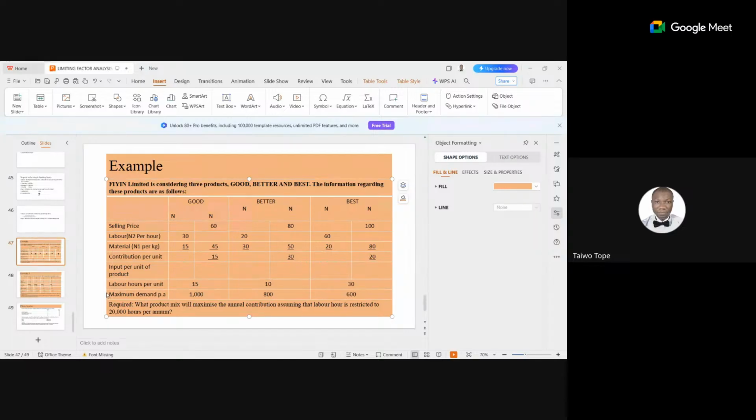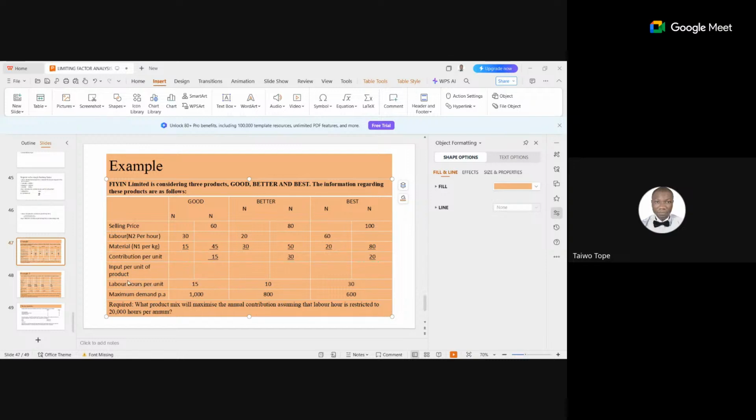The question is now telling us what product mix will maximize the annual contribution, assuming that labor hour is restricted to 20,000 hours per annum. It means in a year, the total number of hours we have is 20,000 hours. The question now is, based on this demand, how many hours do we need?